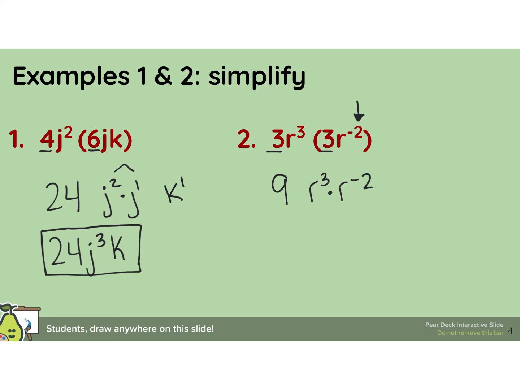And again, we're not really multiplying, we're adding. So we have a 9, an r, and then 3 plus -2 is 1. So this is r to the first power. But we don't write that 1, we just leave it as 9r. So sometimes you're going to have negative exponents, and that's okay. You just still add it like normal.